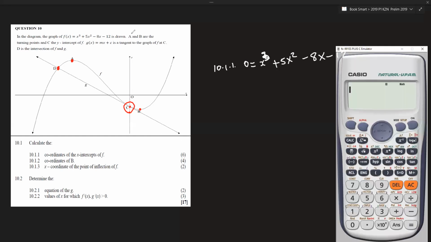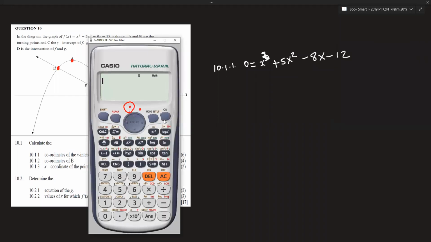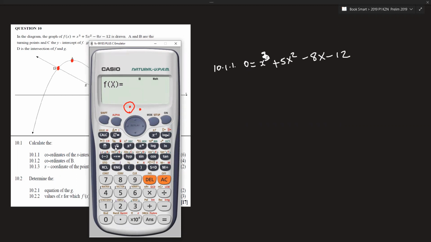I'll show you how we do that now. So what you do, you go to mode, and then you need table. Some calculators have the table on number 3, but mine is on 7. Then we type in our f of x: alpha x, and then cubed, plus 5 alpha x squared minus 8 alpha x minus 12. Then you press equals. It will ask you for g of x, which we don't need, so we skip it by pressing equals.